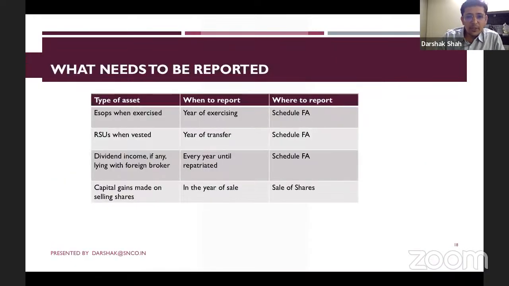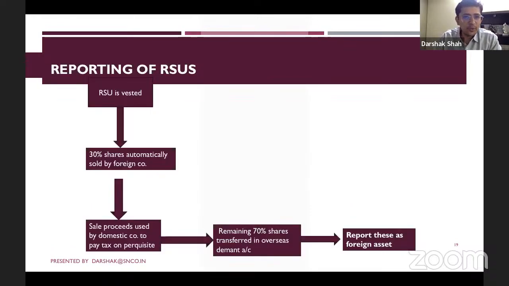What needs to be reported? ESOPs, when exercised, need to be reported in the year of exercise. If it is an RSU, then it is the date on which it is transferred. That is where it is supposed to be reported. If it's dividend income, then till the time it is repatriated, that is the amount which is required to be reported. If there's a capital gain, then of course that is going to be reported. So these are the reporting requirements.